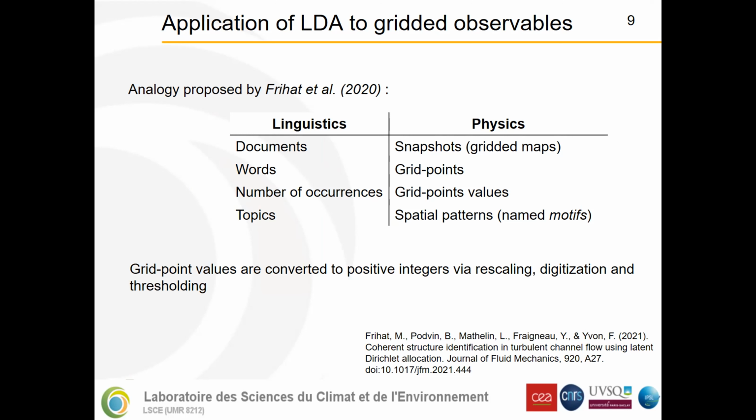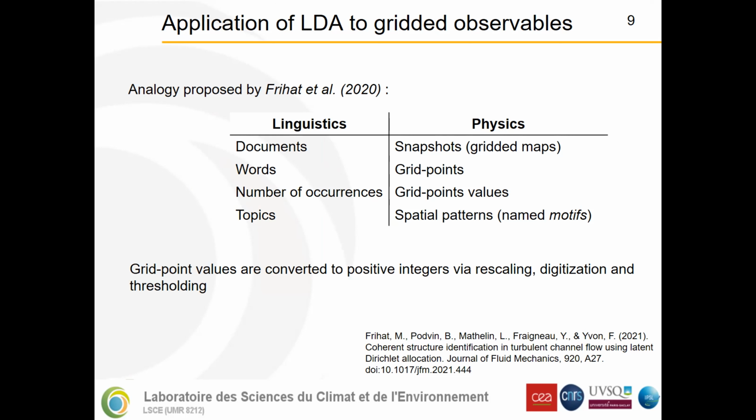For example, we will use sea level pressure maps, and then the words are replaced by the grid points. Each grid point has a value, so the number of occurrences will be the grid point values, and the topics will correspond to spatial patterns, which we name motifs. So grid point values need to be converted to positive integers.